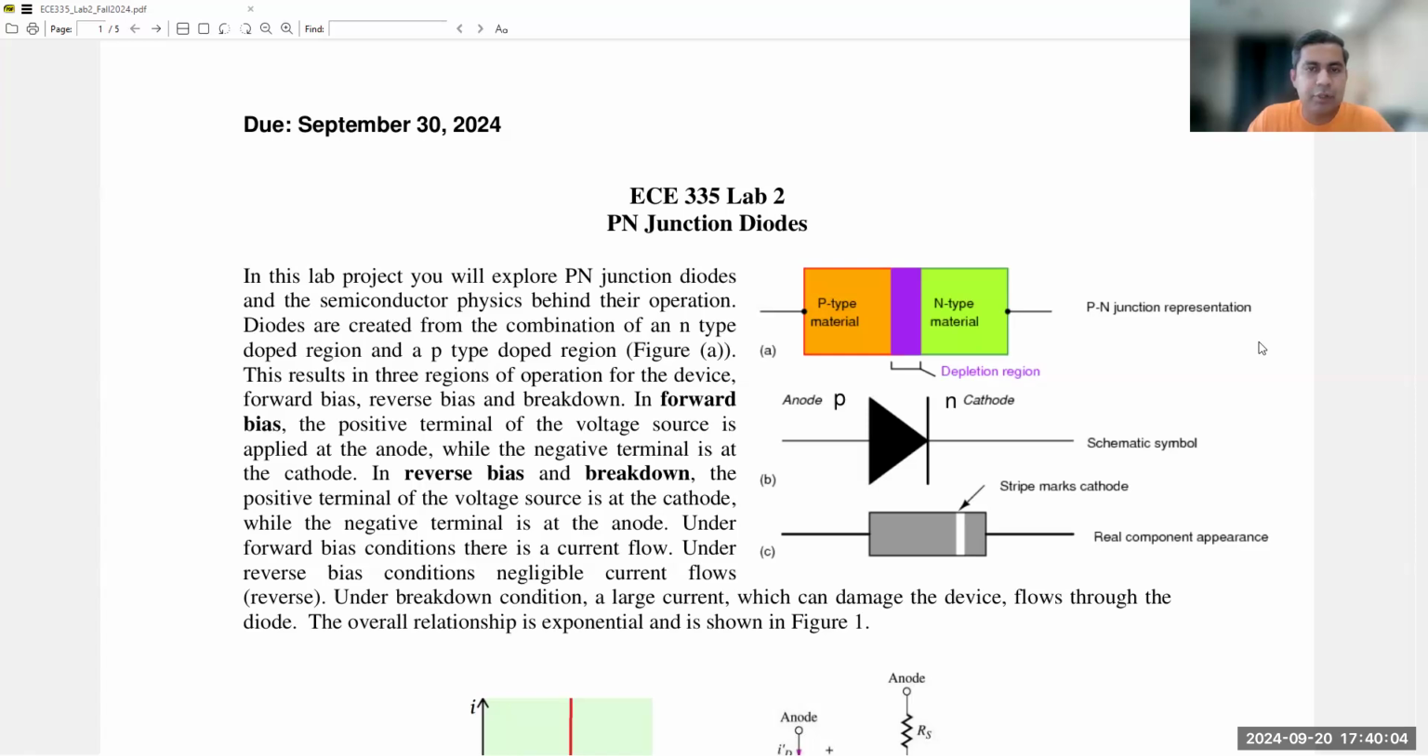In this lab, we're going to talk about PN junction diodes, and we have a couple of experiments that we're going to run with these junction diodes.